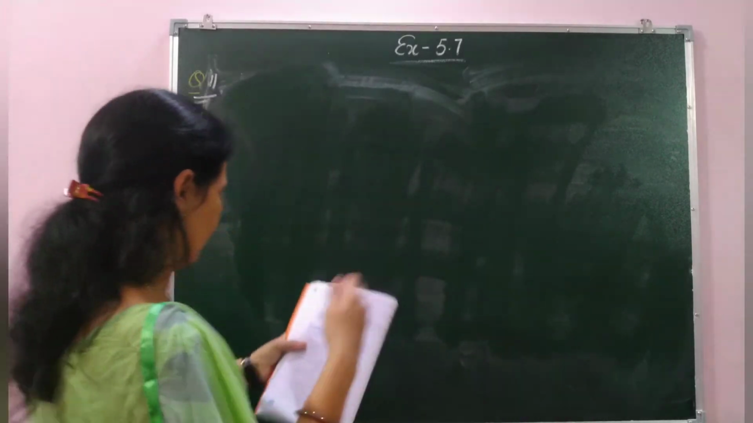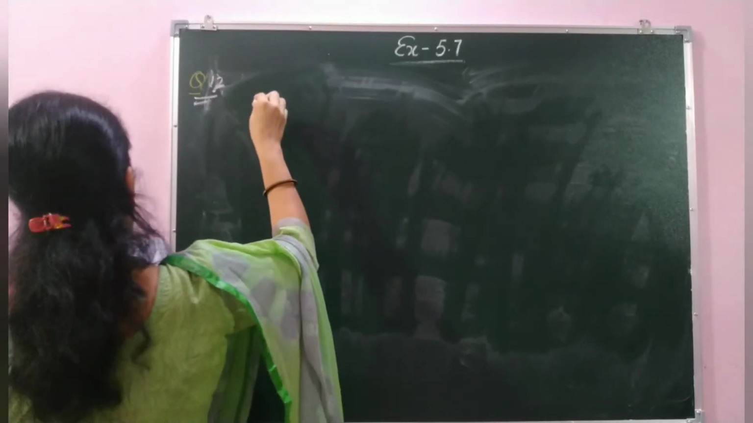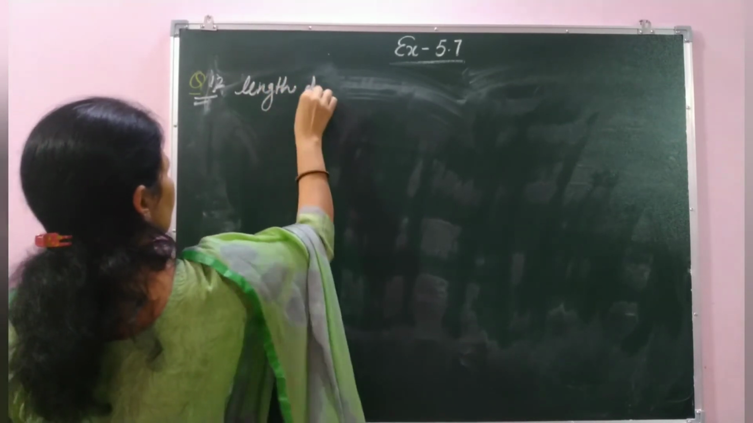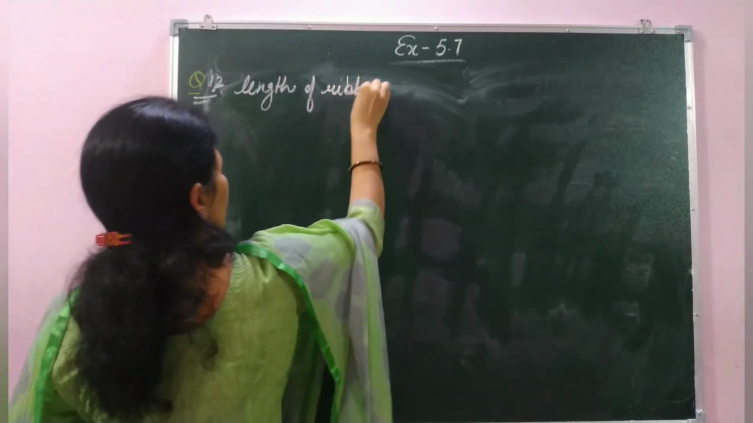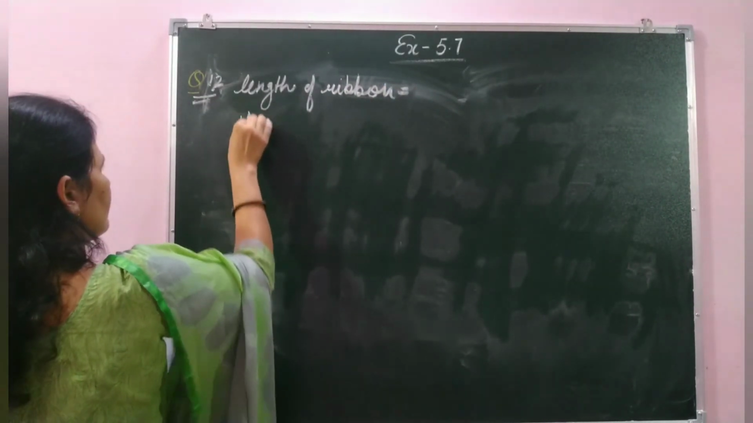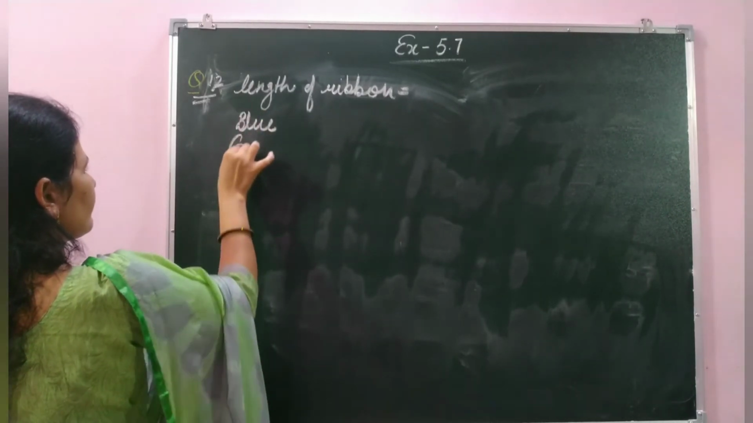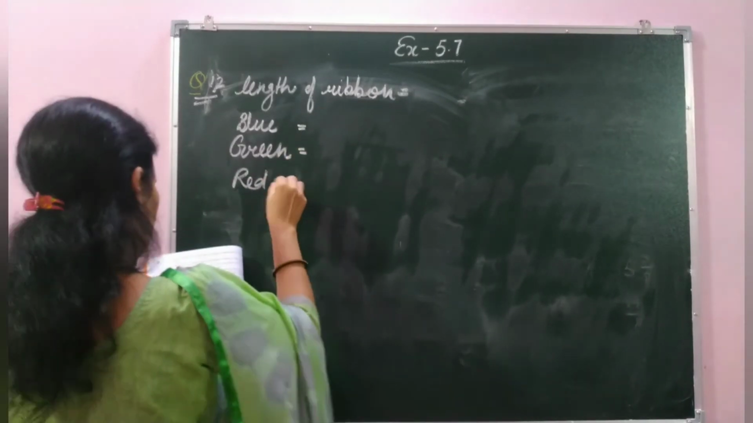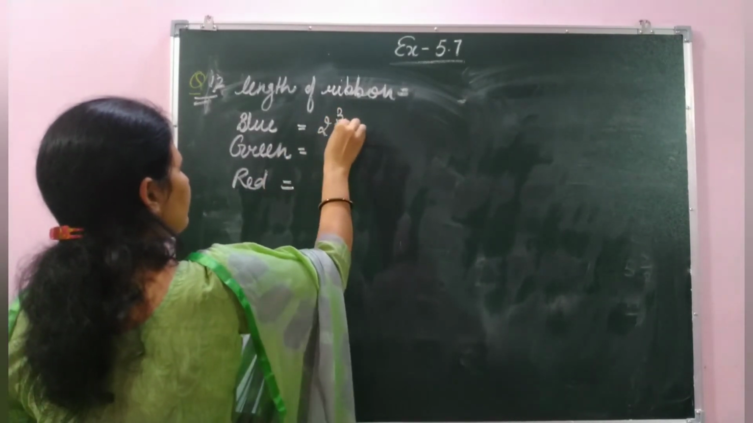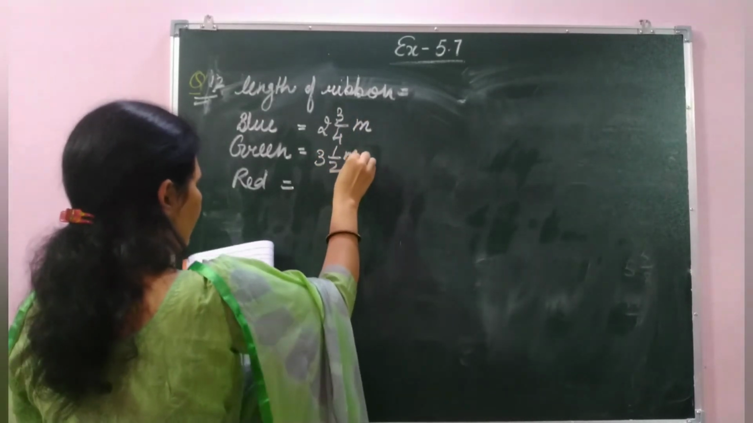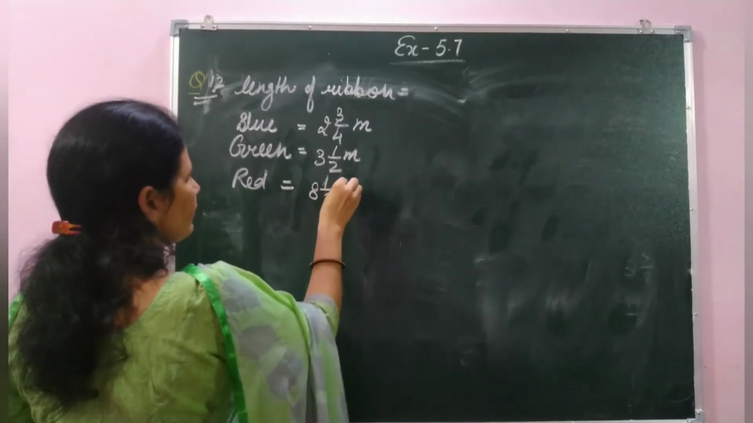So I am going to give you a hint, and this question you have to solve by yourself. This is question number 12. The total ribbon length: first one is blue, then green and red. The blue ribbon is 2 3 by 4 meter. Then 3 1 by 2 meter green and 8 1 by 3 meter red.